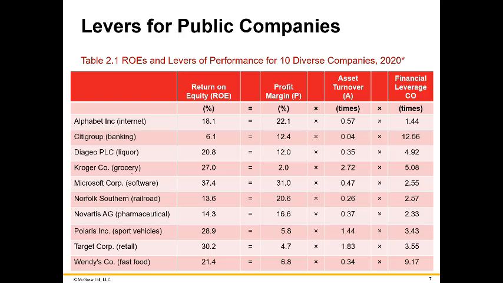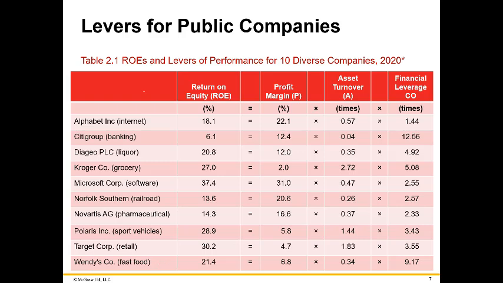Kroger, probably a company you've heard of, a big grocery chain, pretty national, I think. Microsoft, of course, we all know and love, maybe, or hate. Norfolk Southern, big nationwide railroad. Novartis, a big pharmaceutical company. Polaris, that's our example company from the book. Motorsports. Target, big retailer. I'm sure we've all been there. Wendy's, one of my favorite fast food places. Good hamburger and French fries joint, right?